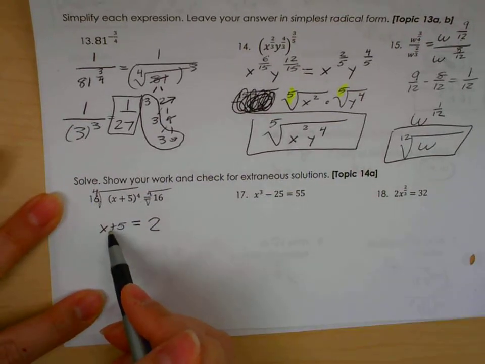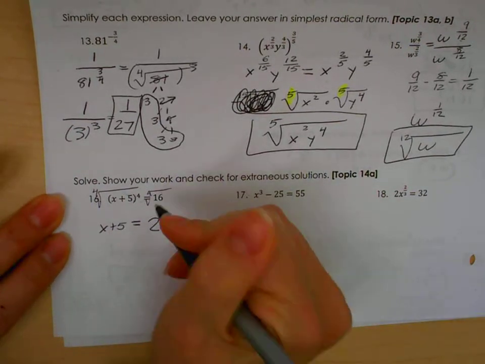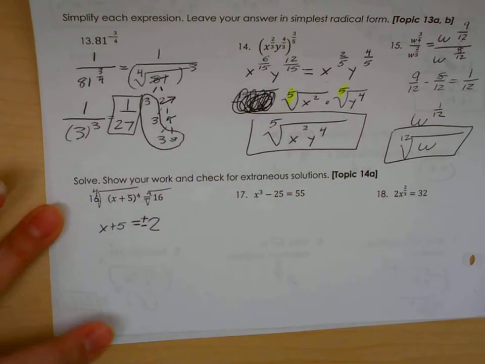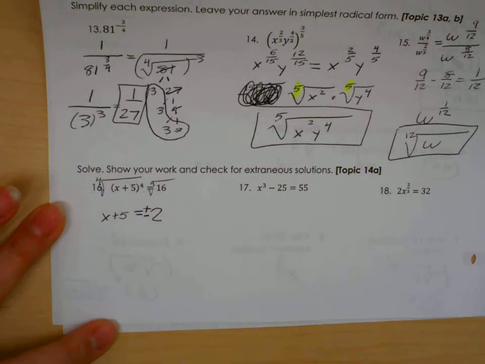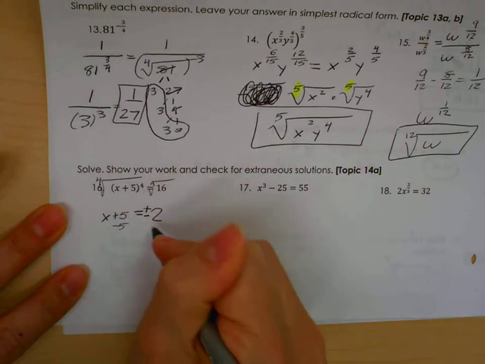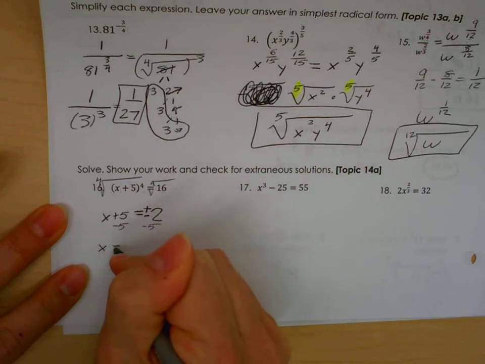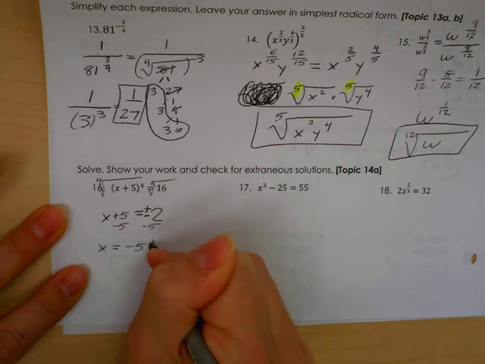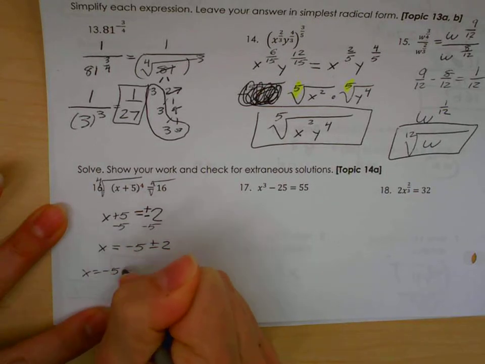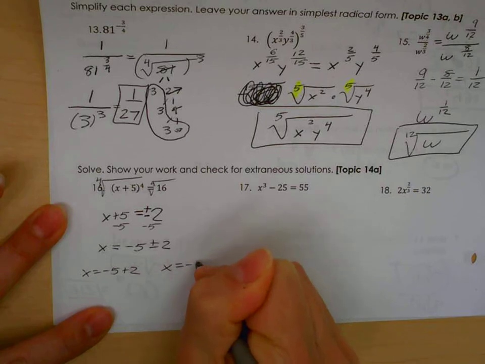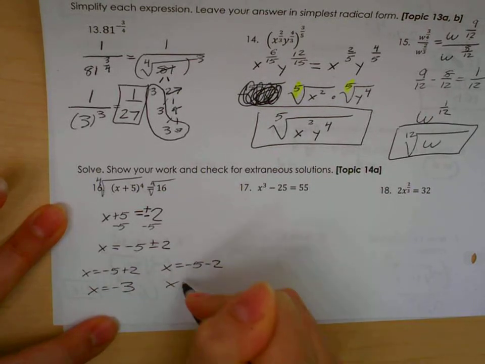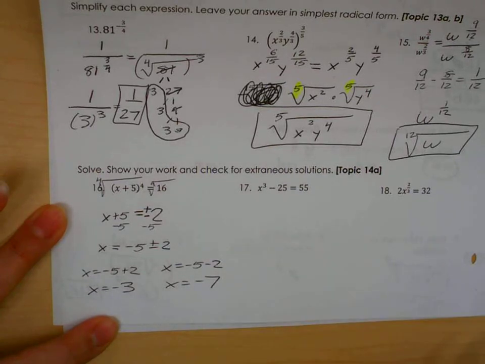So now I still need, and this is an even root, which means I need a plus or a minus here. So remember, for even roots, you've got to have a plus or minus. For odd roots, you don't. So now I need to subtract 5. So I get x equals negative 5 plus or minus 2. So x is negative 5 plus 2, and x is negative 5 minus 2. So x is negative 3, or x is negative 7.